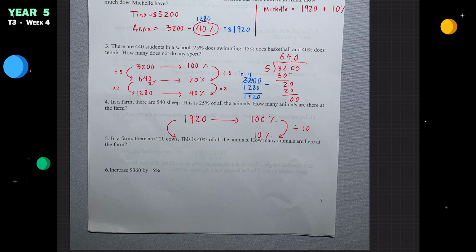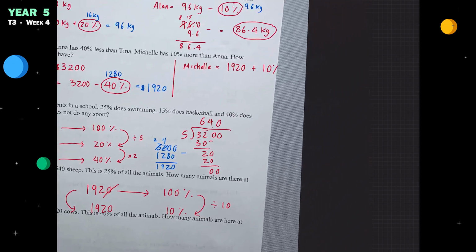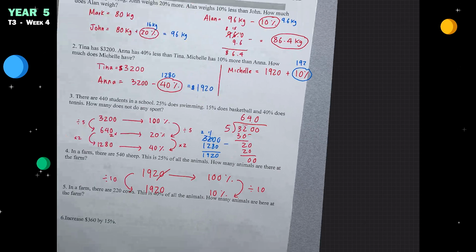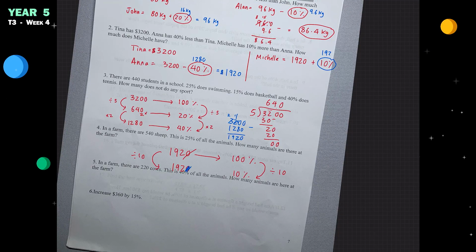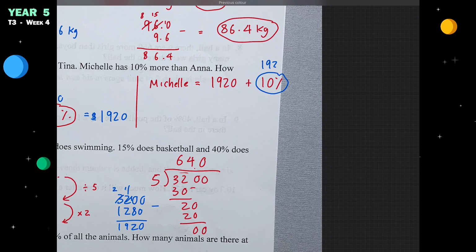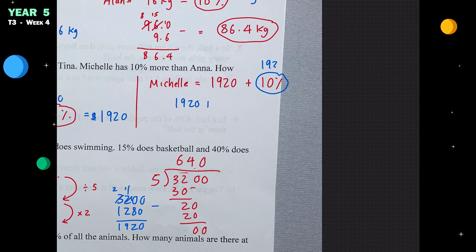So we do the same thing here. We divide it by 10, and if you divide by 10, you get rid of a 0. So that becomes 192. So therefore, this 10% is actually just 192. Oh, whoops. What am I saying? It's just 192. Okay, so if you do the calculations, you're going to get what? 1,920, and you're going to add 192 to it because it says this plus that, which is 192.